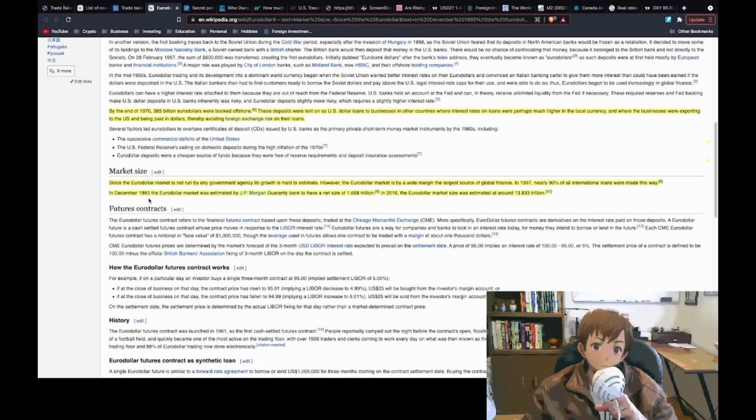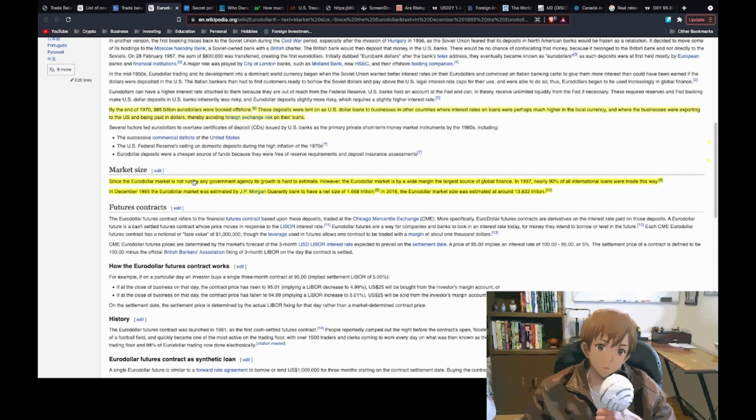In December 1985, the Eurodollar market was estimated by JP Morgan Bank to have a net size of 1.668 trillion. So that was 1985. By 2016, the Eurodollar market size was estimated at around $13.83 trillion. And as we mentioned, there was a lot of shady stuff going on because it's not regulated by any government agencies. There's a lot of people that have good reason to believe that there were a lot of banks back in the 70s and 80s that were actually lending out dollars that they didn't even have. So there were a lot of quote unquote US dollars that were created into existence without actually having the US dollars to loan out in the first place. So that's just another factor that makes it really hard to estimate what's going on overseas in the Eurodollar market.